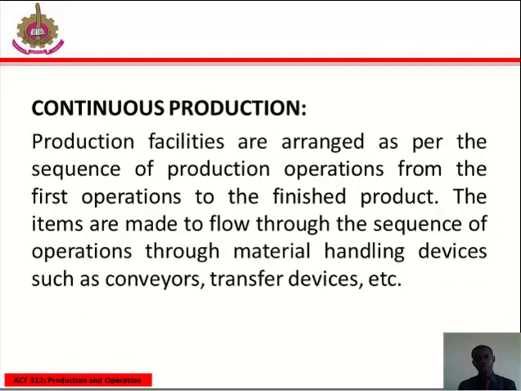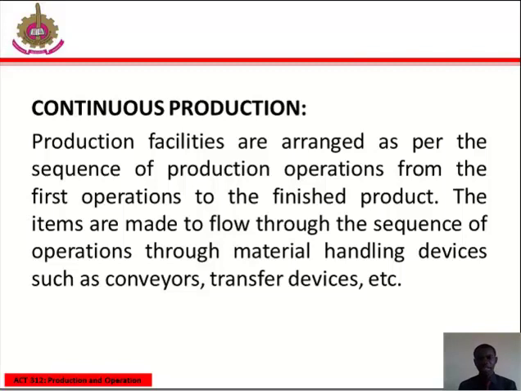Let's talk about continuous production. Production facilities are arranged as per the sequence of production operations, from the first operation to the finished product. The items are made to flow through the sequence of operations through material handling devices such as conveyors, transfer devices, etc. There are some characteristics under continuous production, as we have discussed under other types before we came here.